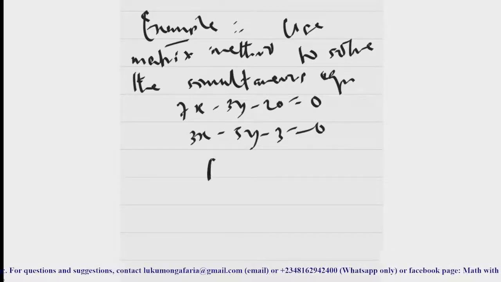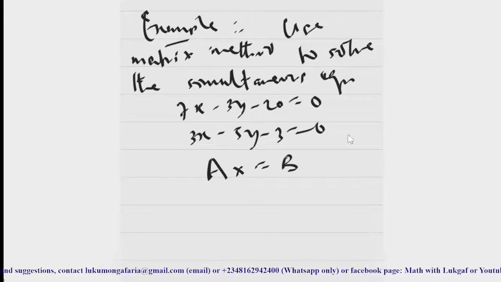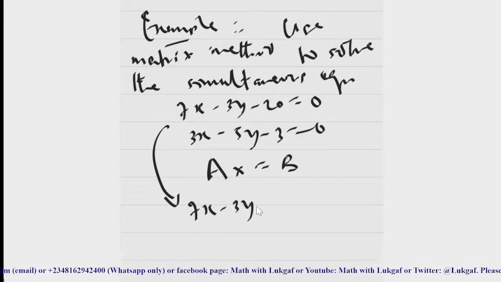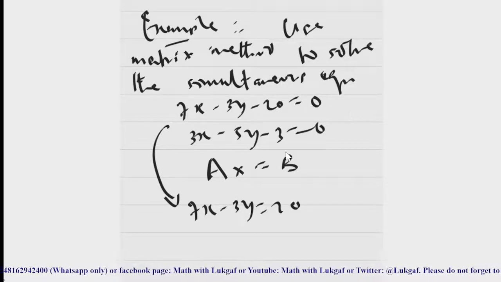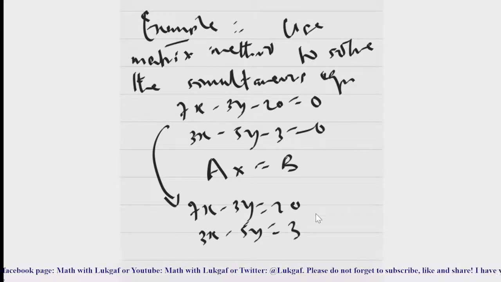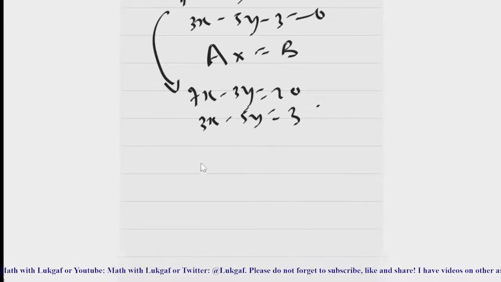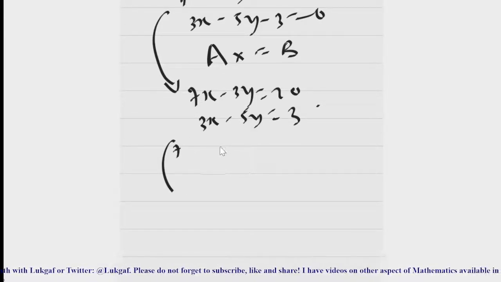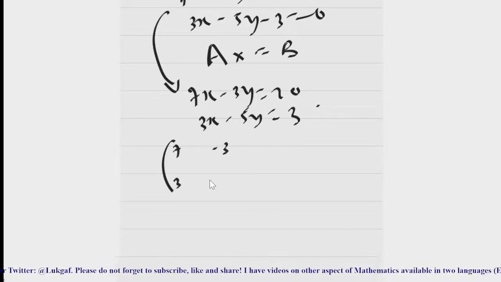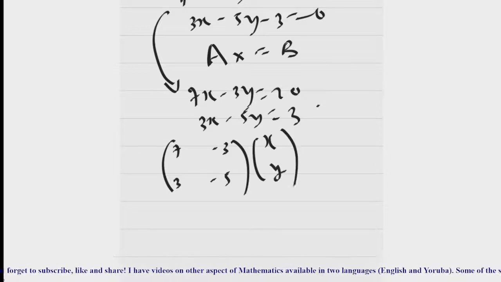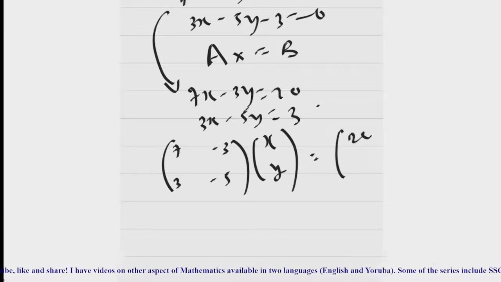Remember, we must write it in the form AX is equal to B, where your A is the augmented matrix. Okay, let us write it here. So this will now be 7x minus 3y is equal to 20. You have to take this guy out again. And 3x minus 5y is equal to 3. Okay, now, what will now be my A? You know, I said you now take the coefficients. Their coefficients will now be 7, minus 3, 3, minus 5, times x, y, right? Is equal to what? 20, 3.